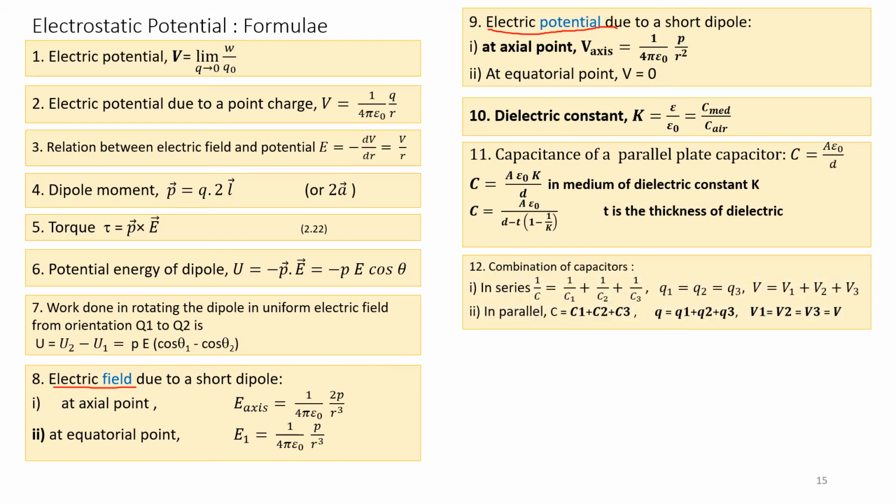Combination of capacitors. In series, reciprocals add: 1 over C is equal to 1 over C1 plus 1 over C2 plus 1 over C3, and in series the charge is the same, Q1 is equal to Q2 is equal to Q3, but the potential difference will be different. V will be V1 plus V2 plus V3. In case of parallel capacitors, C will be C1 plus C2 plus C3, where the charge will be different. So Q will be equal to Q1 plus Q2 plus Q3, and V1 will be equal to V2 equal to V3.